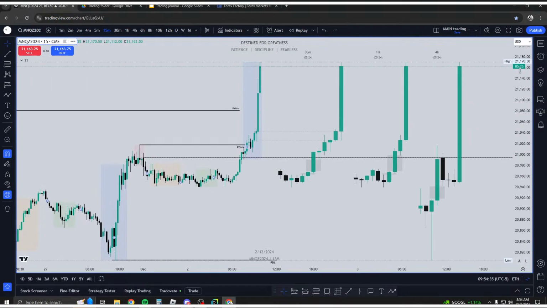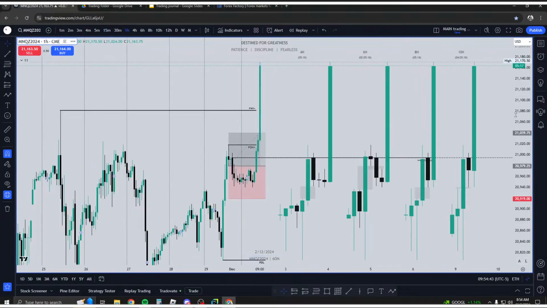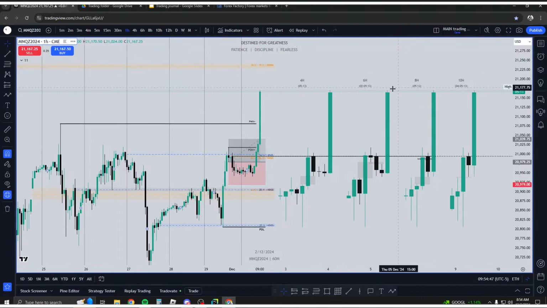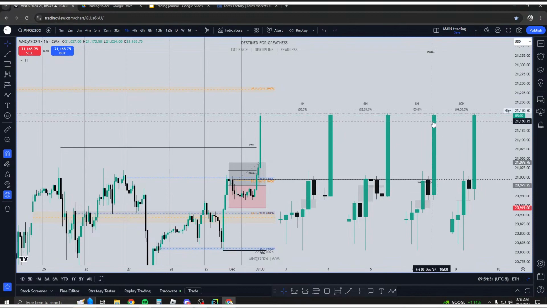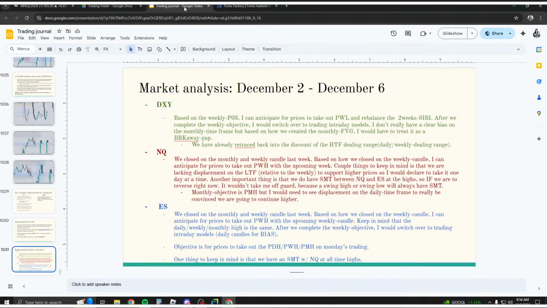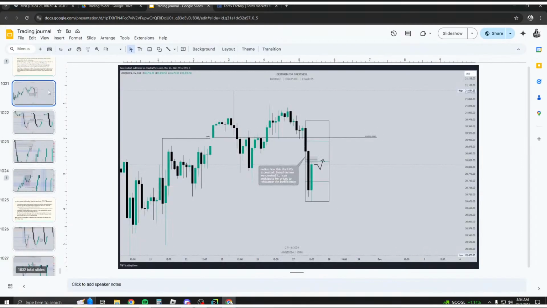As of right now, it appears that we're probably not going to be given an opportunity to take anything. But that's just going to give me my morning objective. I'm going to know where price wants to go once we close here on the 4-hour candle and 8-hour candle. And let's cover the trades from last week.